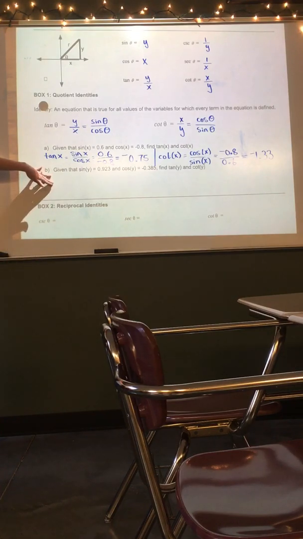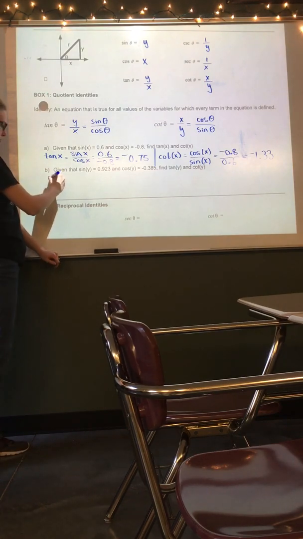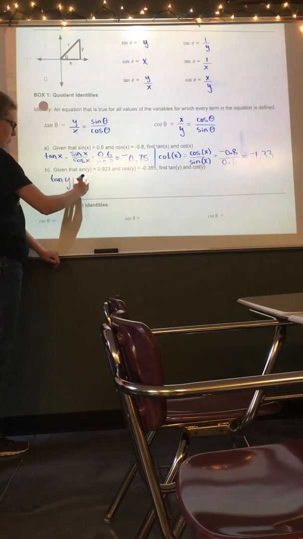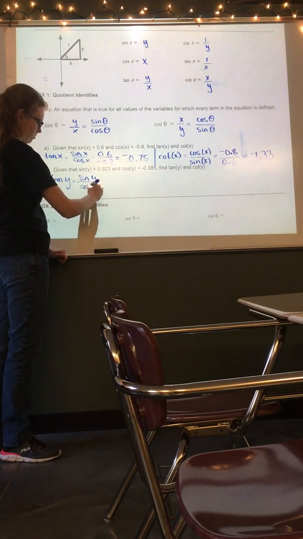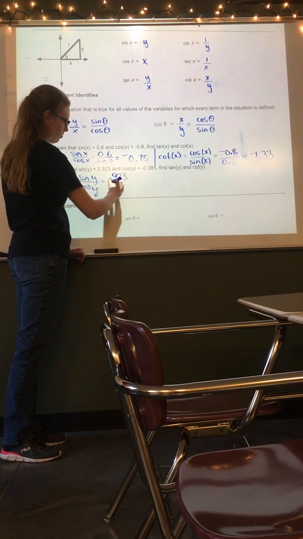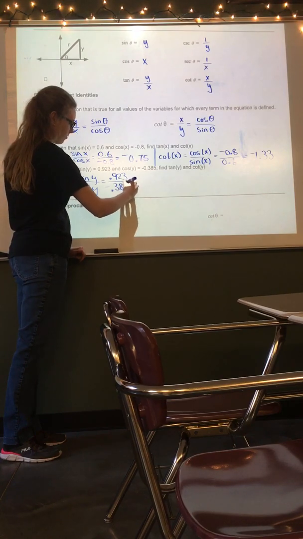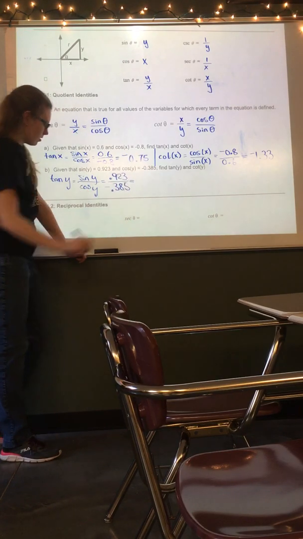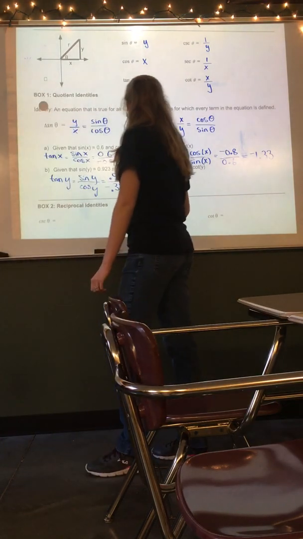So Justin, what would you do for question B? You do tan of y equals sine of y over cosine of y equals 0.923 over negative 0.385. And we'll get negative 2.3.